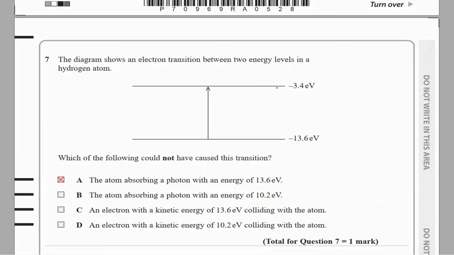Question 7 says, the diagram shows an electron transition between two energy levels in a hydrogen atom. Which of the following could not have caused this transition? Okay, so let's focus on not. Answer is A, of course. So if I ask you, how does this transition occur? Of course, the electron used to be over here and a photon came in, and the energy of this photon was transferred to this electron that caused the electron to jump to this higher energy level.